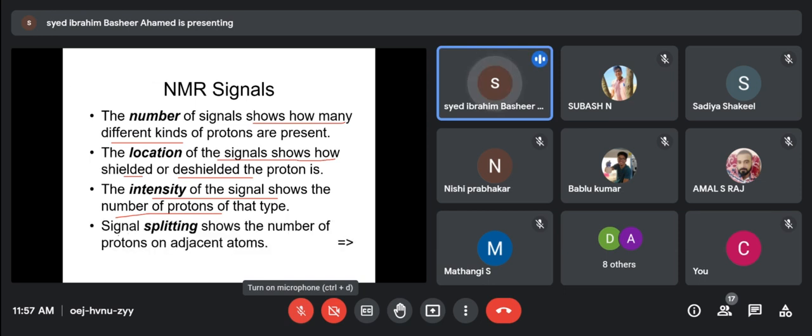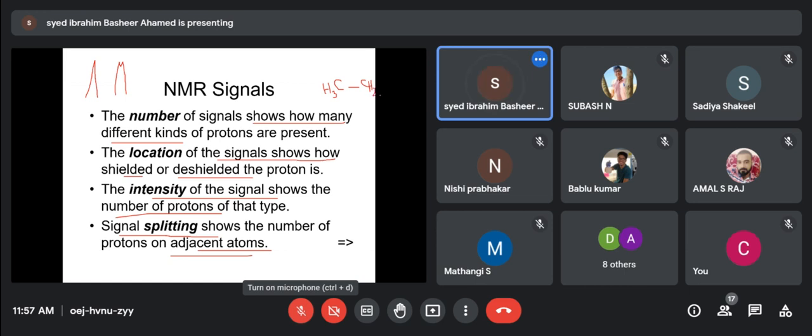And then signal splitting. In some cases you will get a single peak. In some cases the same peak will be split into two. That is called signal splitting. It will show the number of protons on adjacent atoms. So assume you have a CH3 here, and here you have a CH2.